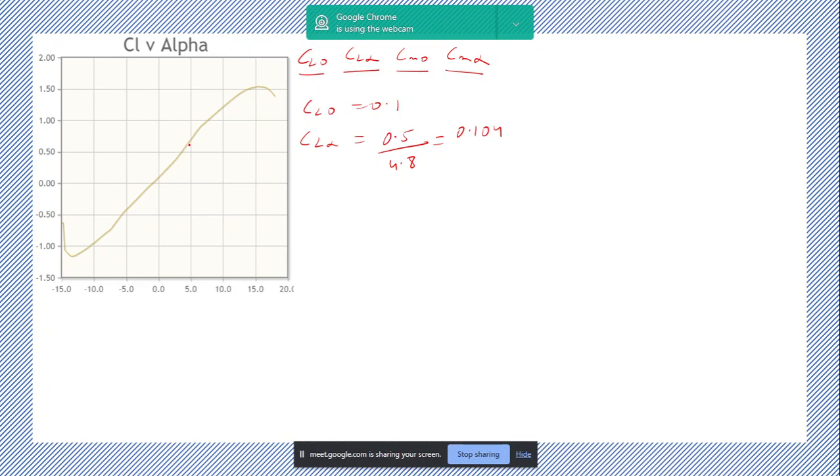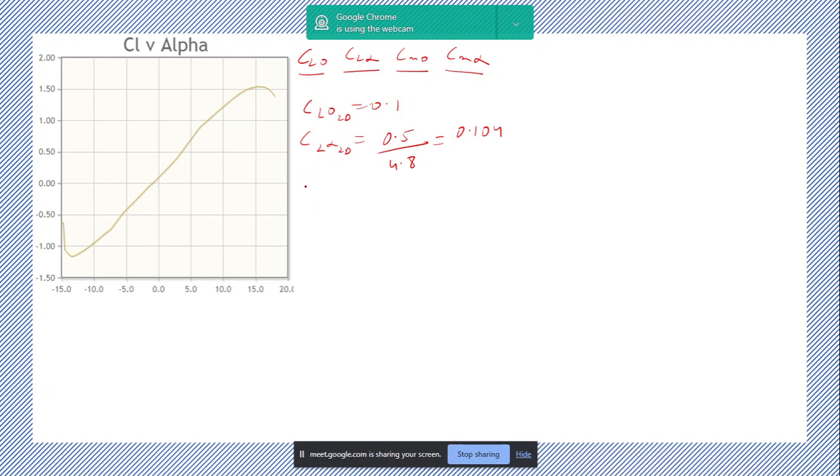One thing you need to keep in mind is when they give you this graph, it's the graph of the airfoil, unless explicitly specified that it's the graph of the wing. Okay, so these quantities are for the airfoil. So this is CL naught 2D and this is CL alpha 2D. But we need to find out 3D.